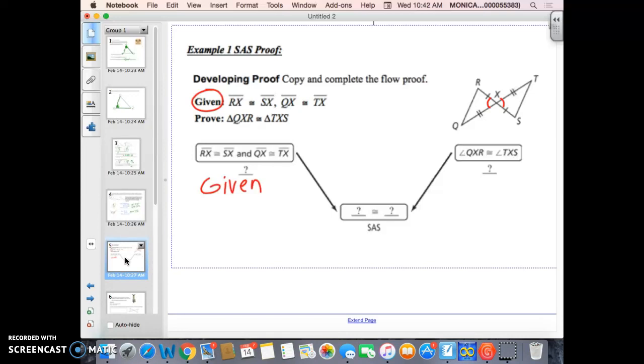So that's where we can say that QXR is congruent to TXS. And that's what we call vertical angles congruent. Okay, and lastly, we can say that triangle QXR is congruent to triangle TXS. So this is kind of a different flow proof than what we're used to, but it all comes down to the same information in the end.